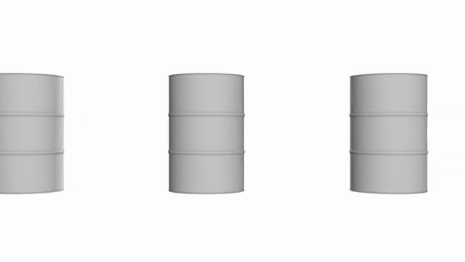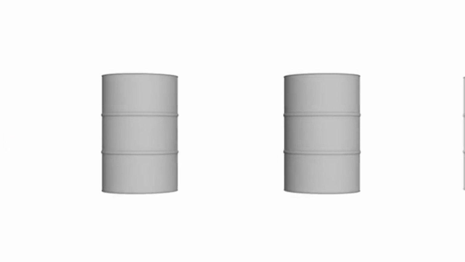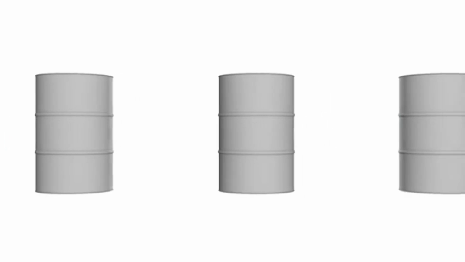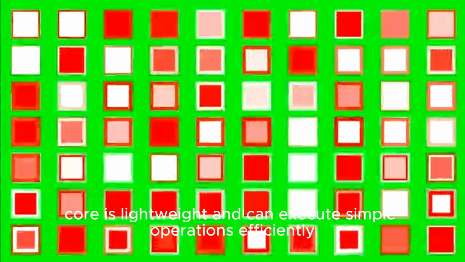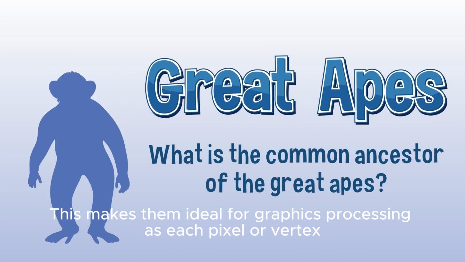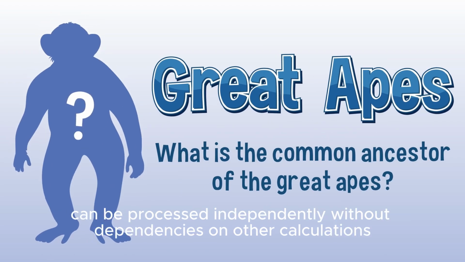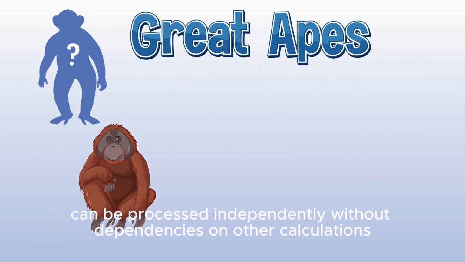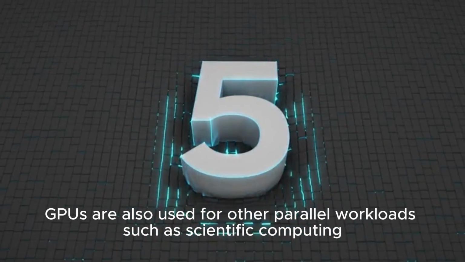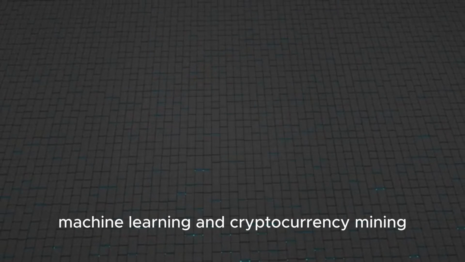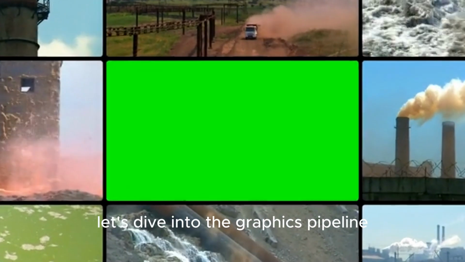The GPU's architecture enables parallel processing, allowing it to execute many simple operations on datasets simultaneously. This contrasts with the sequential processing of CPUs, which execute instructions one at a time. GPUs excel in parallel processing because each core is lightweight and can execute simple operations efficiently. This makes them ideal for graphics processing, as each pixel or vertex can be processed independently without dependencies on other calculations. GPUs are also used for other parallel workloads, such as scientific computing, machine learning, and cryptocurrency mining. Now that we've covered the basics, let's dive into the graphics pipeline.